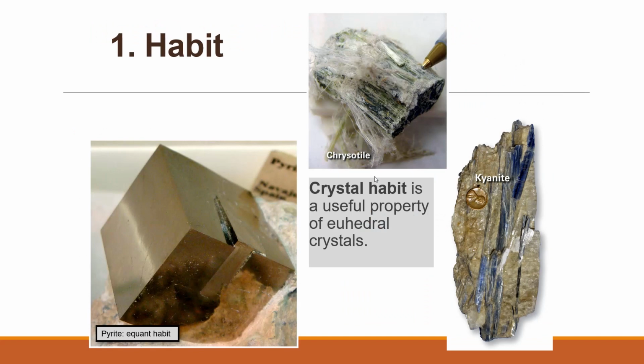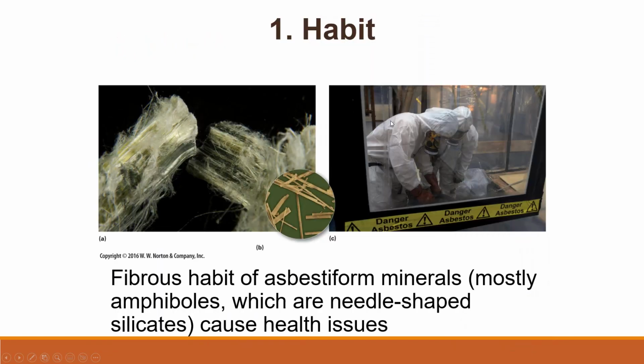So here are some examples of habit. We can have a cube, so pyrite, fool's gold. We can have blades. Kyanite is one of my favorite minerals. It grows in blades, which is the blue part. We can also have fibrous habits. This is chrysotile. This fibrous habit is actually a specific type of habit that's what makes asbestos. This happens mostly in amphiboles, and it's very fine needles that break off and can be inhaled and then be problematic to people's lungs, and asbestos is a big issue.